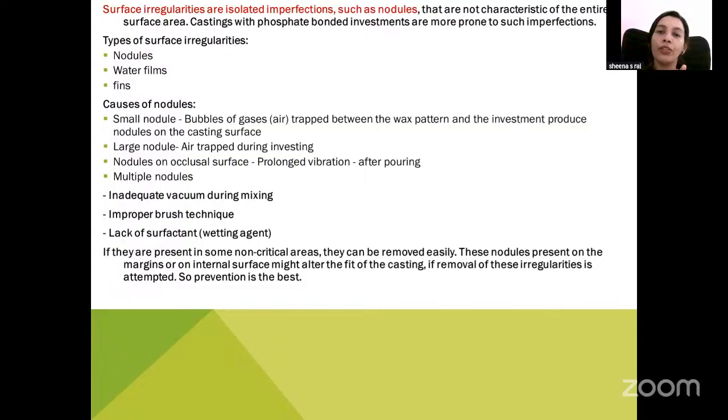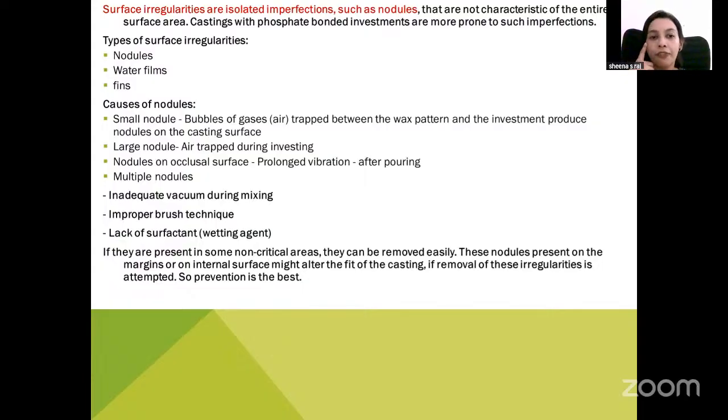Talking about nodules, the nodules are of various types based on the size. One is small nodules. Small nodules are because of the bubbles of gases that are trapped between the wax pattern and the investment. Large nodules are due to air trapped during investing. So never forget, the first is because of the air trapped between the wax pattern which we create and the investment. The last is the air trapped during investing. The occlusal surface nodules are mainly because of prolonged vibration after pouring, which is responsible for the nodules on the occlusal surface.